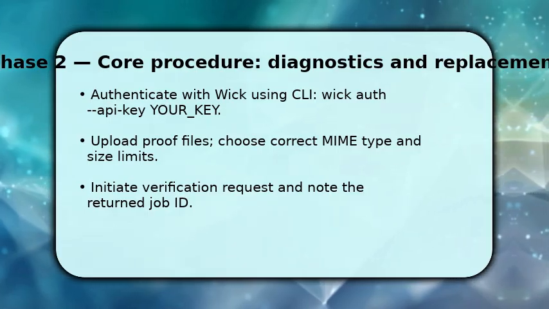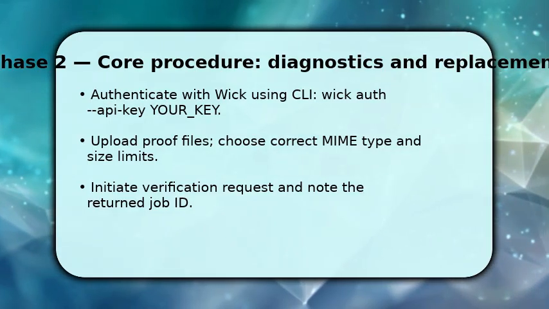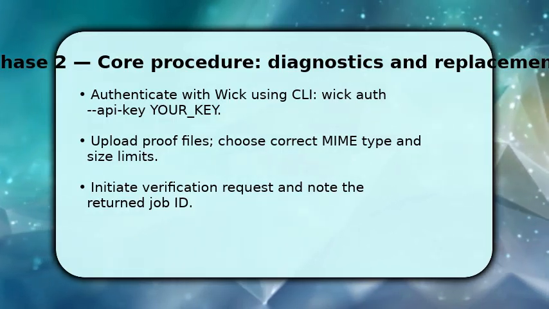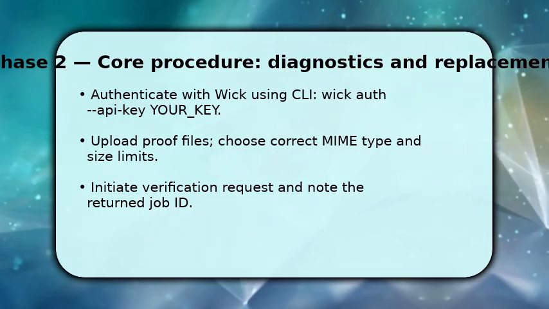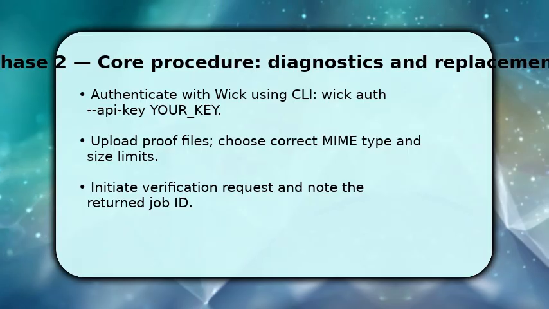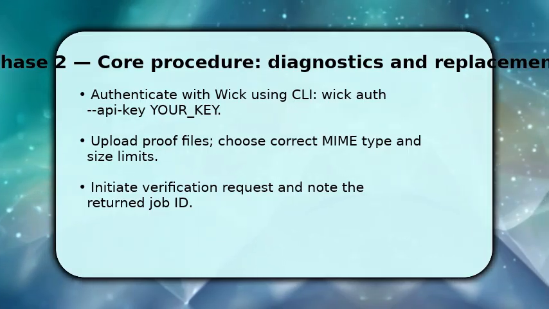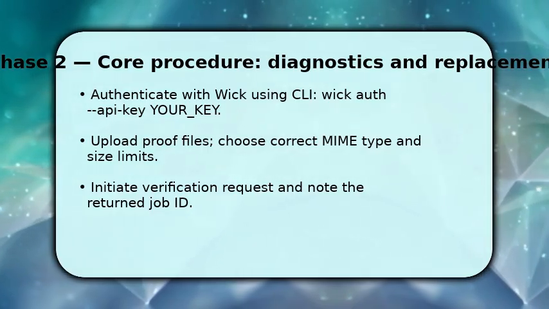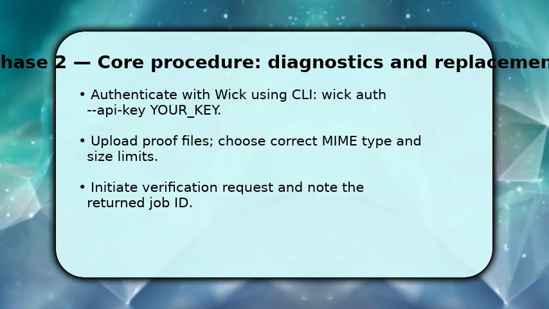Next, upload proof files, pick the correct MIME type, respect size limits, and name files clearly so the system maps them correctly. Once uploaded, initiate the verification request and capture the return job ID. This middle stage is about reliable execution. If you follow naming and format rules, you reduce false rejections and speed up review.